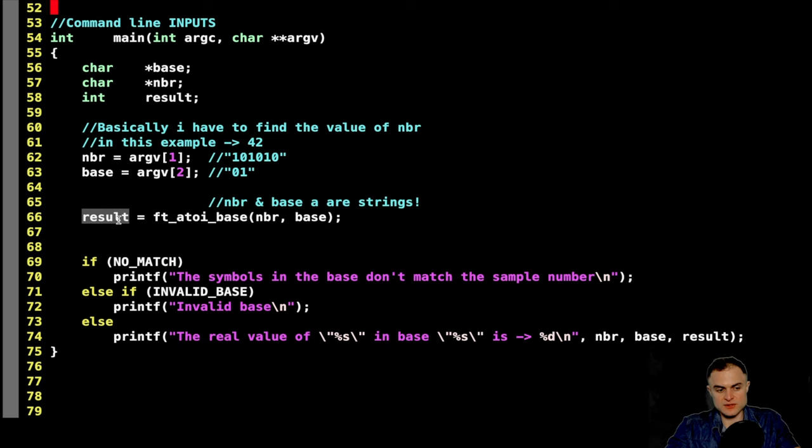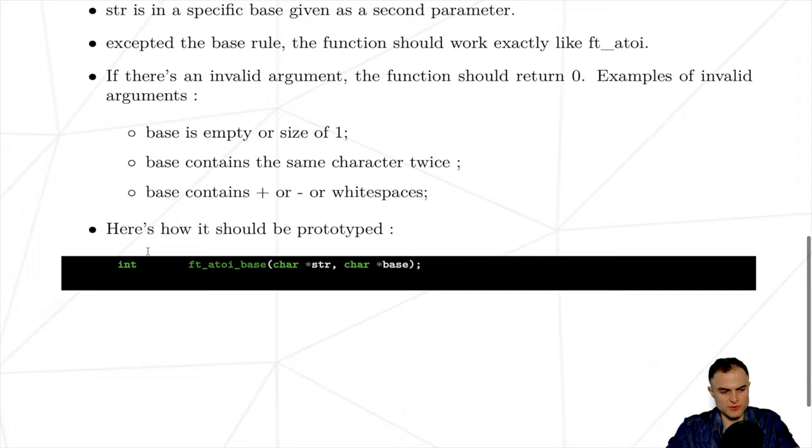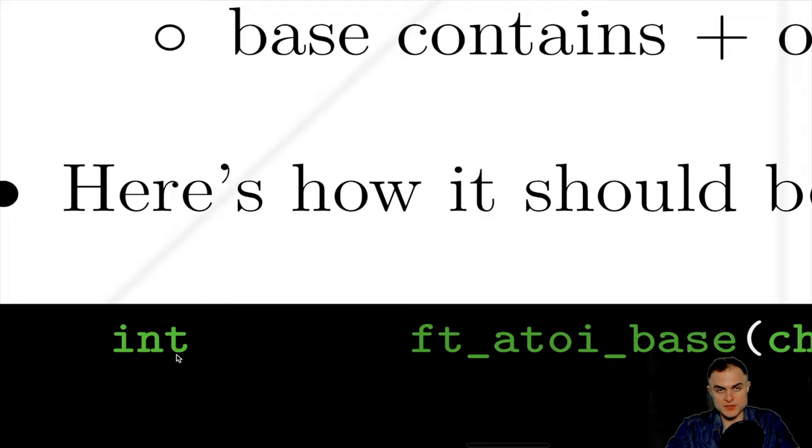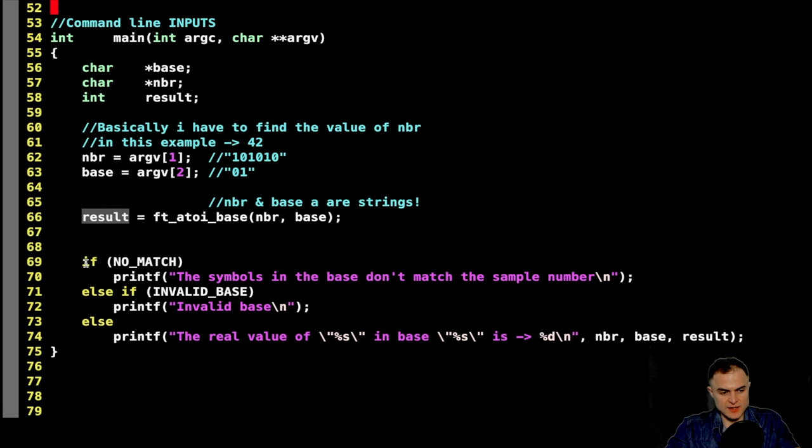Then I stock the result of the atoi function inside the variable result, because as you saw before, the atoi function has to return the converted integer, right? The function has to decipher, given a specific base, which is the value of the specific number, okay? Given as a string. So I stock here the result, and then I have some conditional statements.